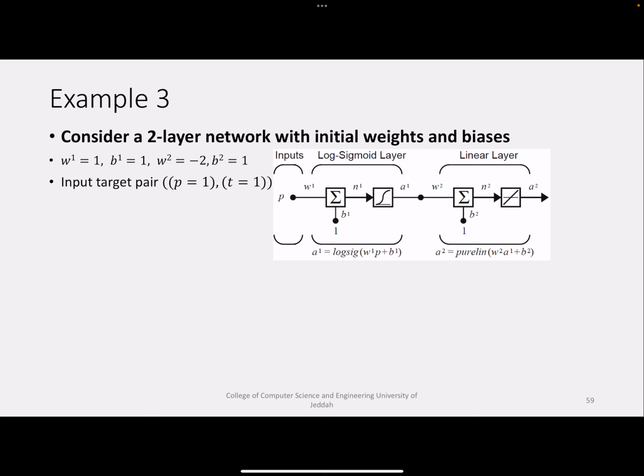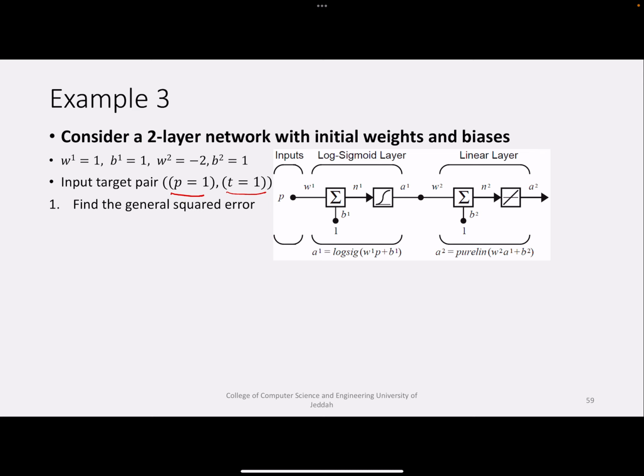So I know that was a bit of a lengthy example. So there are a few short, partial examples I'll show you next. So we have here a 2-layer network with given initial weights and biases. And the input target pair is 1 for the input. Output should also be a 1.